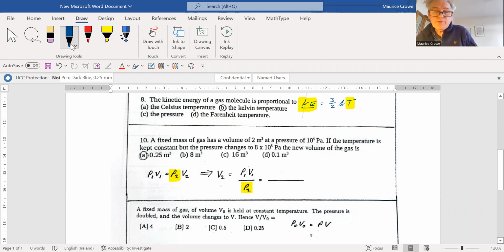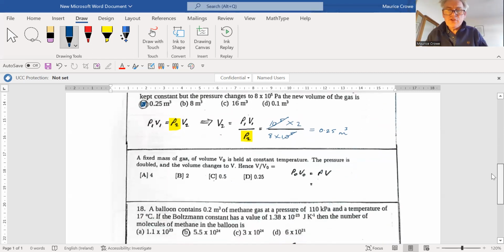Pressure 10 to the power 5, well, 10 to the power 5 pascals, and volume 2. And the second pressure here is 8 multiplied by 10 to the power 5. Now, what happens? Cancel, cancel. 2 over 8 is a quarter, which is, as you know, 0.25. It's volume, so it's meters cubed. So where are we? Well, let's say it's marked out there already. Okay, now on to the next one.